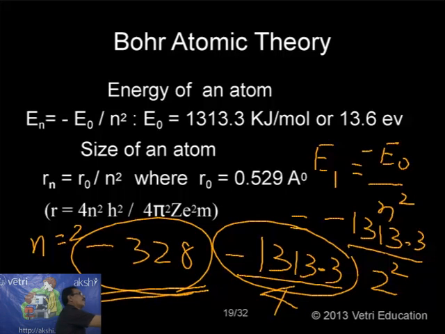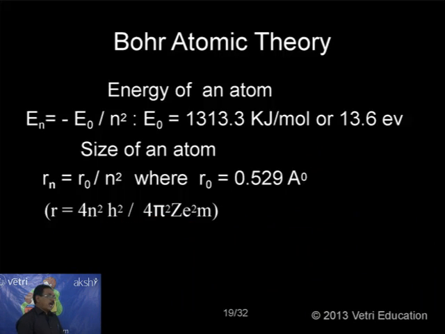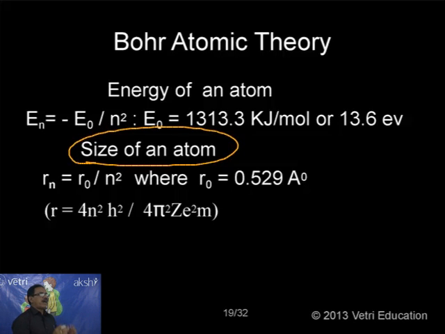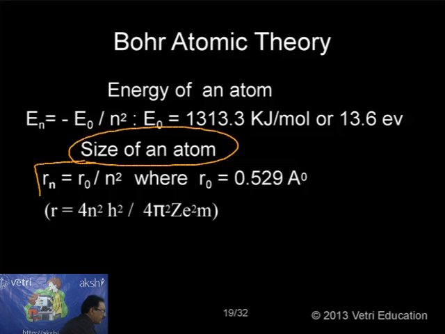This is the most important information. Also, if an electron is present in an atom, in an orbit, the size of the orbit can be calculated. Bohr has given an equation: Rn equal to R0 into n square.